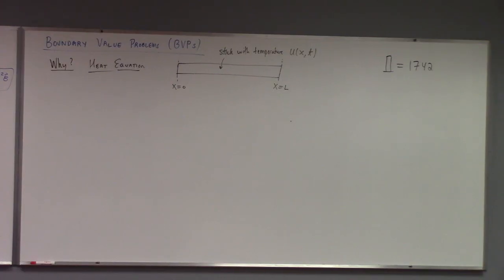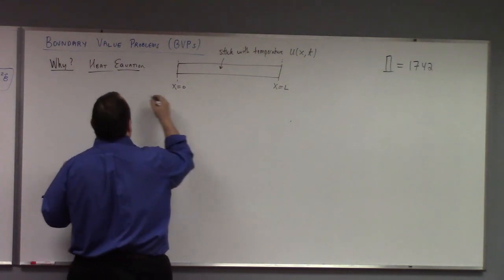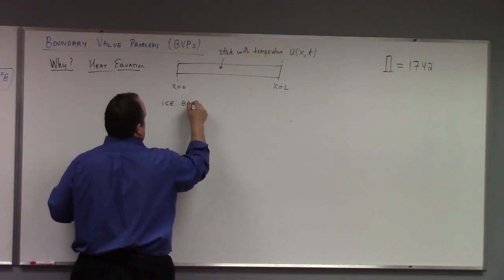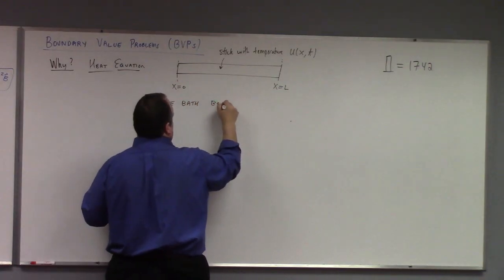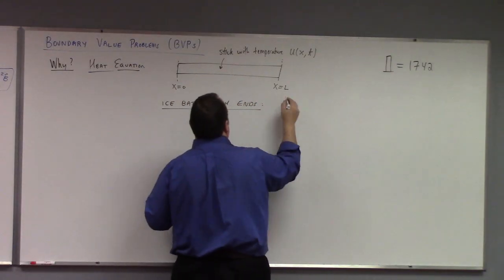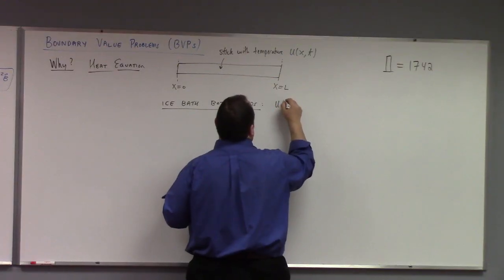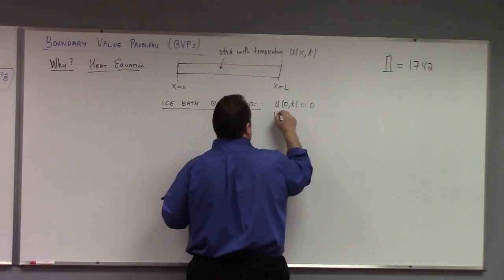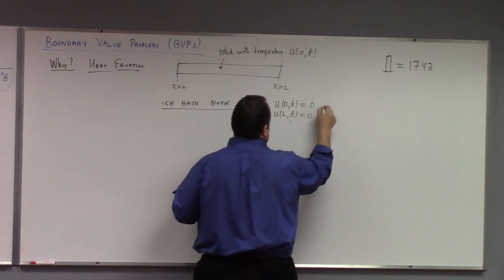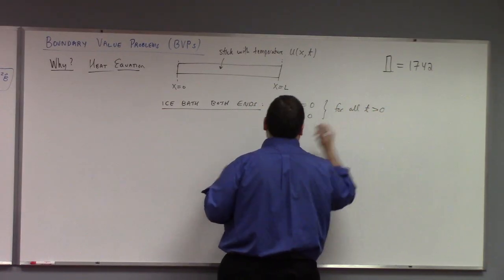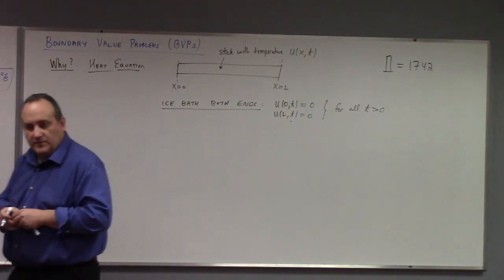And we can study different boundary conditions. For instance, we could fix the temperatures, like put an ice bath at both ends, and we'll work in Celsius. So we're talking about u of 0 comma t equal to 0, and u of L comma t equal to 0 for all time. We could say for all positive time if you like. We usually study positive time solutions in here.